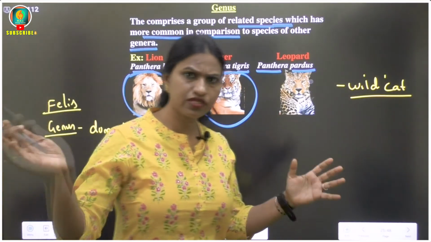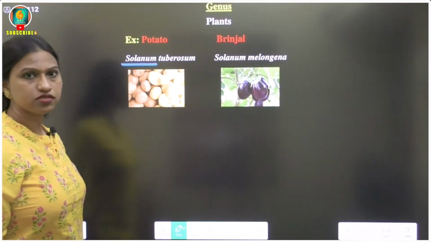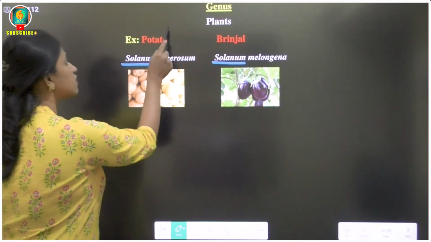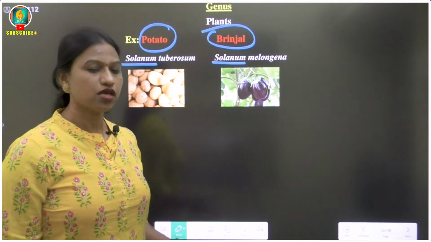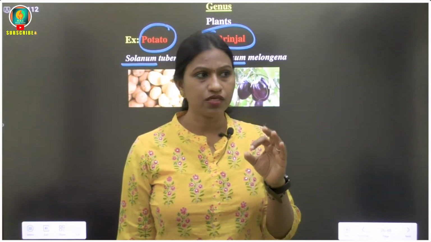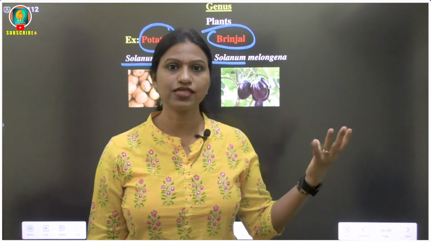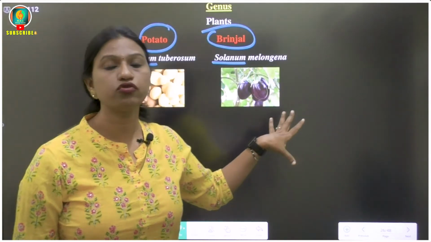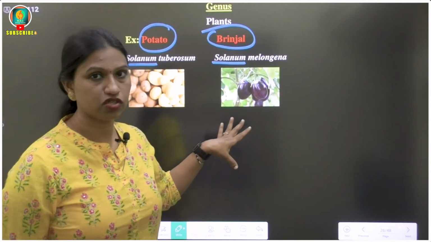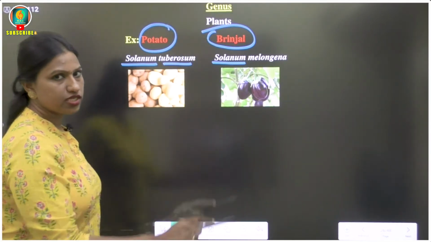Like that, you can list even in the case of plants. In plants, Solanum is a genus. In that genus itself, you can see the potato as well as the brinjal, because both have similar properties. Usually we can't remember plants as easily as we can remember animals, so it is better to understand the concept through animal examples. But you need to remember the plants also, because it is given in your NCERT and it will be asked in your NEET exam. Okay, so the genus part is over.